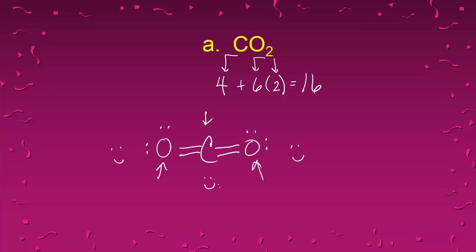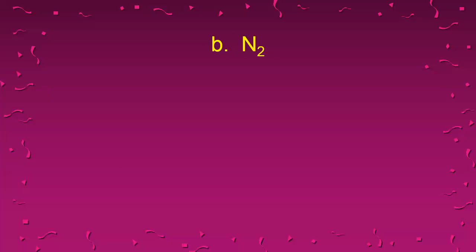Randy, who's next? Emily. Nitrogen, how many? 2. How many electrons? 5 times 2? 10. Okay, so we have 10 electrons. Count them. 10 electrons to play with.